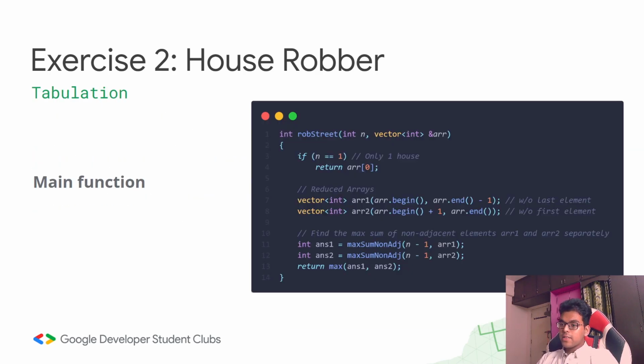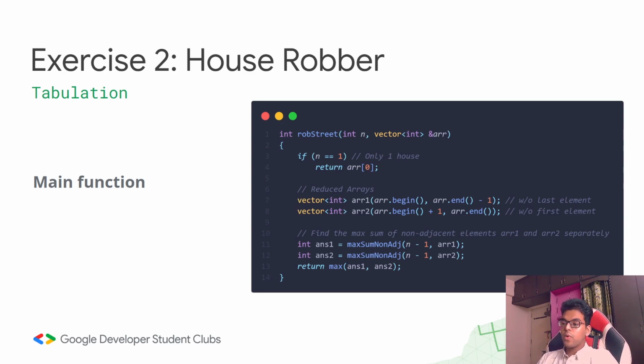I'll only discuss the tabulation approach for this since it's a bit lengthy, not that much, but yeah. So this is the main function that is used. We are given n number of houses and the array which gives us the money at the ith house. Now the base case is if it's only one house, we can just return that house's value, since it's not adjacent to any, we can successfully rob that house.